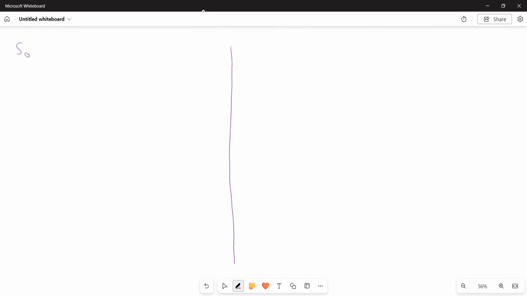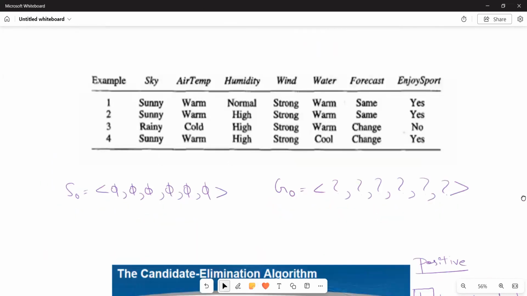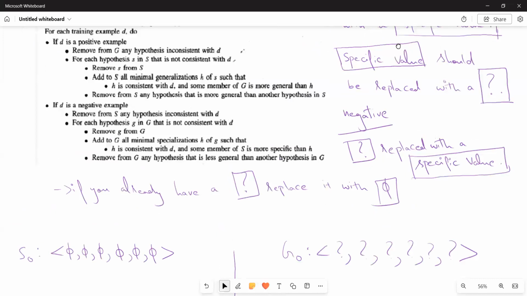Okay, so first you write your specific hypothesis, and then your generic hypothesis. Fine. So now we're going to start comparing. First your hypothesis. So what is the first one? Your first one is positive, right? It is positive. So where do we go to? We are supposed to go to your generic, right?